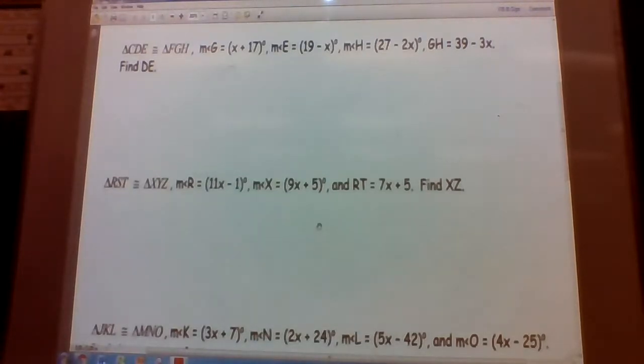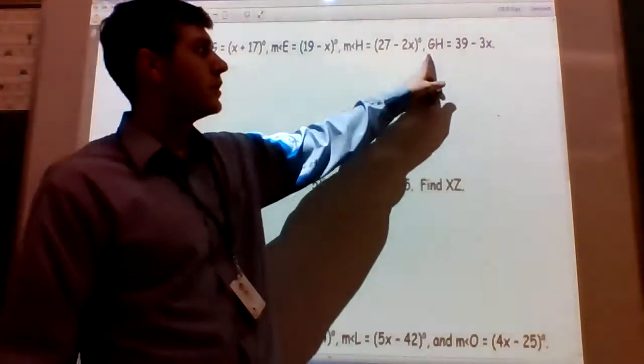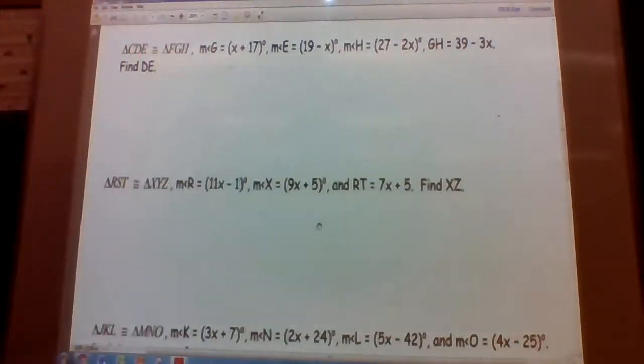Triangle CDE is congruent to triangle FGH. And we know the measure of angle G is x plus 17. The measure of angle E is 19 minus x. The measure of angle H is 27 minus 2x. The distance between G and H, GH, is 39 minus 3x. They want us to find DE.